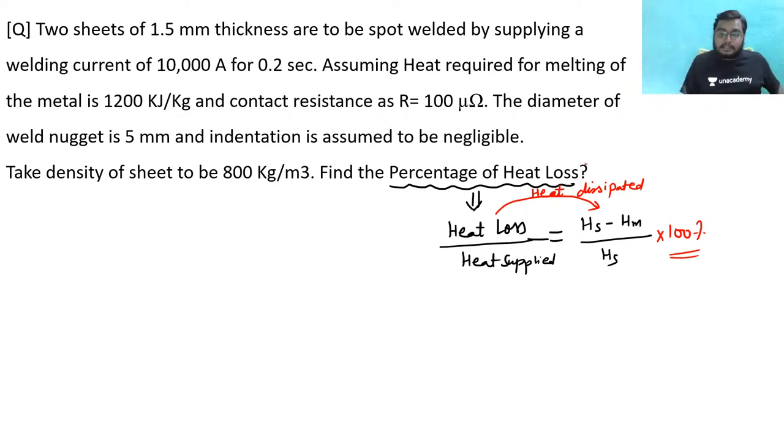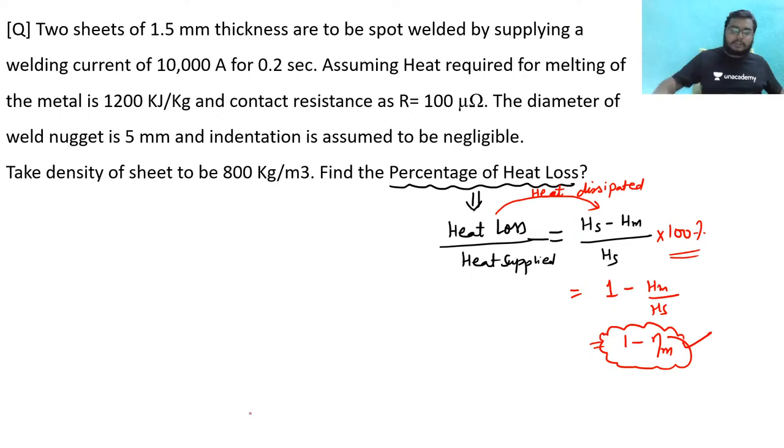Now if you do not want to find it like this, from here you also get another thing, 1 minus HM by HS. So percentage of heat loss can be given as 1 minus the melting efficiency. So try to work out this problem and definitely you will get the answer. I have explained the funda. After 1 minute, I will be explaining this question. Okay, just give it a try.